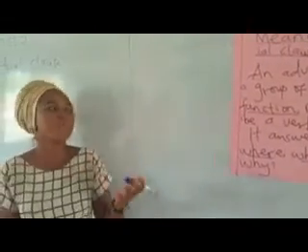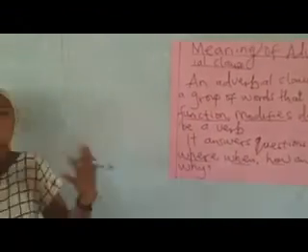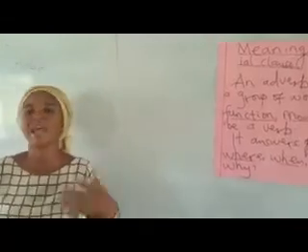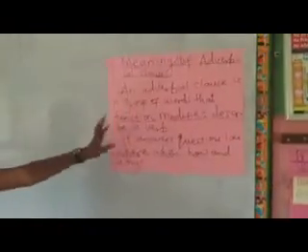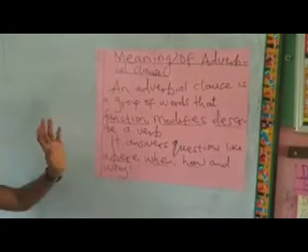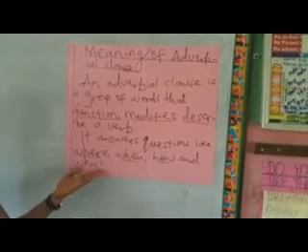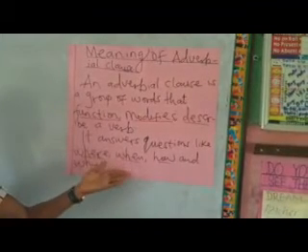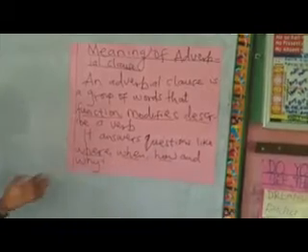Let me quickly chip in the meaning of a verb. Remember, a verb is an action word. What am I doing? I'm teaching. What's the action there? Teaching. So it modifies, it describes, and gives us the function of a verb. It answers questions like where, when, how, and why.